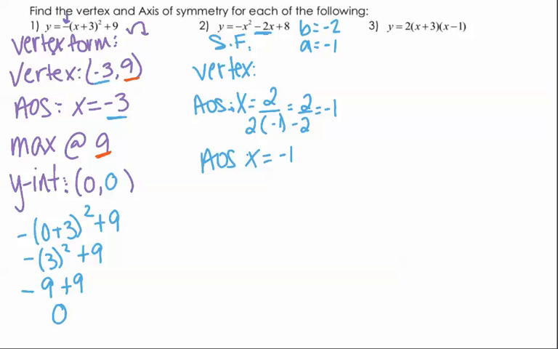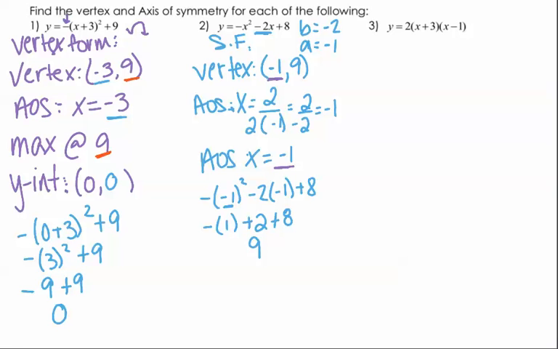Well, that should automatically tell me that the x-coordinate of my vertex is also negative 1 because remember, axis of symmetry, x value of your vertex is the same. To find the y-coordinate of the vertex, what we have to do is take this negative 1 and plug it into our equation. So negative 1 squared minus 2 times negative 1 plus 8. So negative 1 squared here, this negative is being squared, so that becomes a 1. Negative 2 times negative 1 is positive 2 plus 8. So all of this becomes 9. So now the y-coordinate of my vertex is 9.